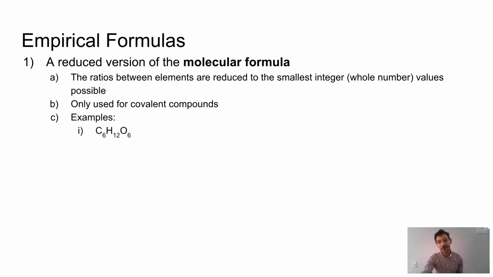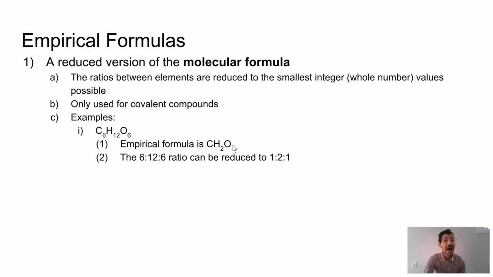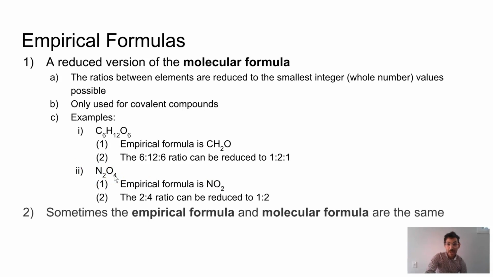Some examples, let's look at one here. This is my formula for glucose. I could reduce this to the empirical formula of CH2O. I would divide all of these numbers by 6 to make it 1 to 2 to 1. Or if I had N2O4, I can reduce this to just NO2. Divide both of these subscripts by 2 and reduce the ratio between them.